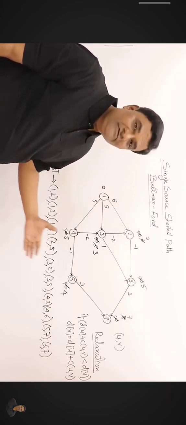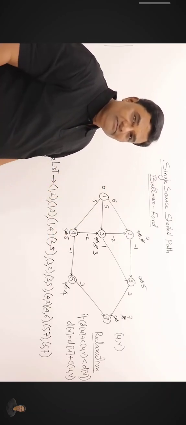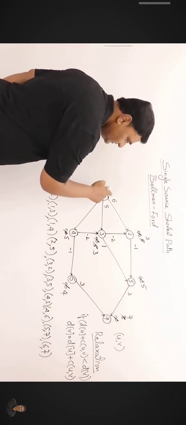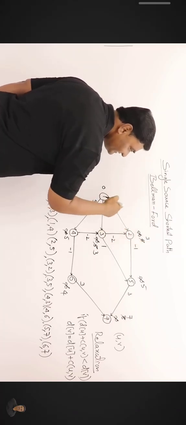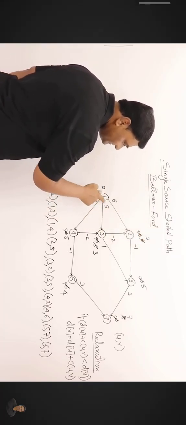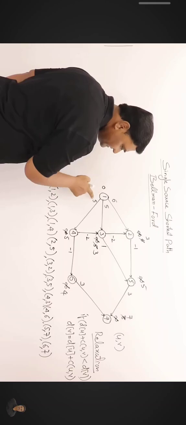So most of the changes we have seen first time only. Let us continue. Second time. 1, 2. So 0 plus 6. 6 and 3. So this is greater than that one. So don't change that one. 1, 3. 0 plus 5. 5. That is 3. Don't change that one. 1, 4. 0 plus 5. This is 5 only. No change.